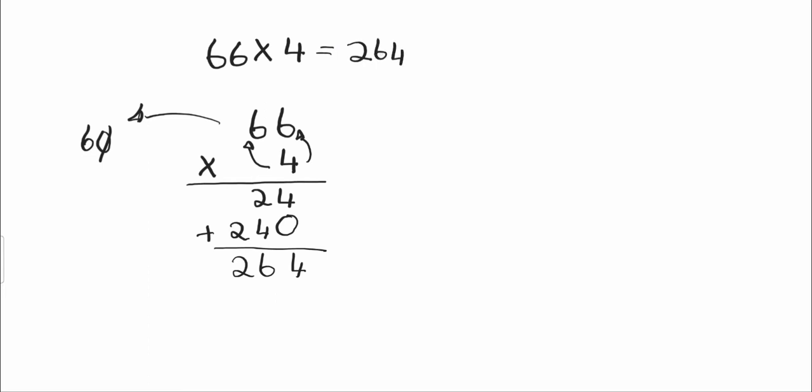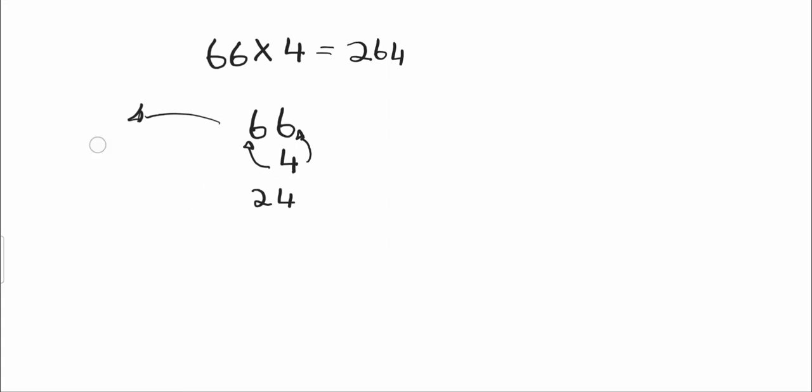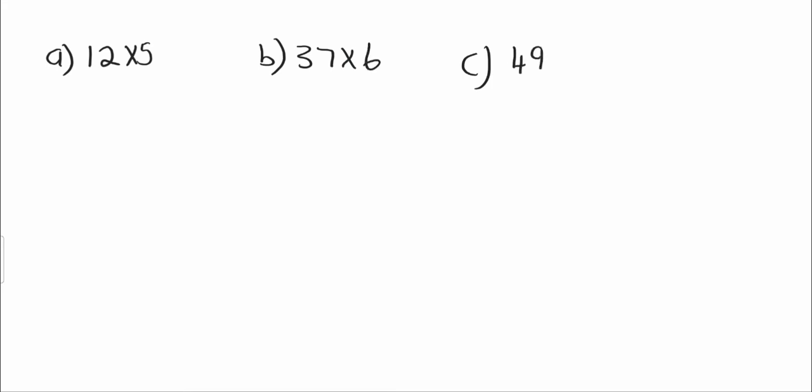264. Now, let me give you a couple to do by yourself, and then we'll see if you know how to multiply 2-digit by one-digit numbers. So, A, B, C. We're going to start with 12 times 5, and then move on to 37 times 6, and then move on to 49 times 9. Now, please pause the video and try to answer the questions on your own.